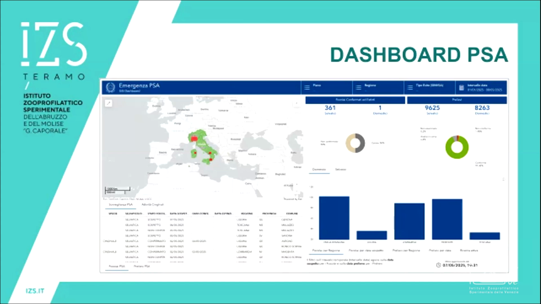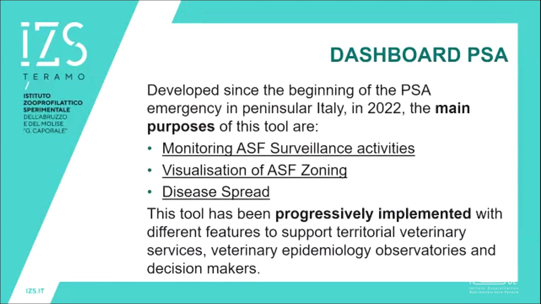Last but not least, I'm going to show you the dashboard related to African swine fever. So the dashboard has been developed since the beginning of the African swine fever emergency in peninsular Italy. And the main purpose is to monitor African swine fever surveillance activities, visualization of the zoning, and understand the disease spread. And this tool has been progressively implemented based on the different needs.